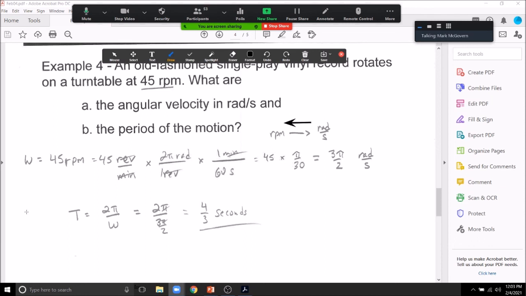All right, now I want to figure out what the period of the motion is. The equation for that is 2 pi over omega. So I put in my omega here. Do math. 4/3 seconds. You could put in 1.3, but I just put 4/3, so that's fine.